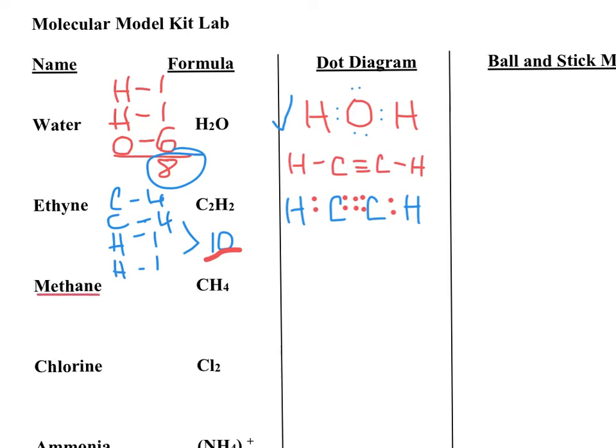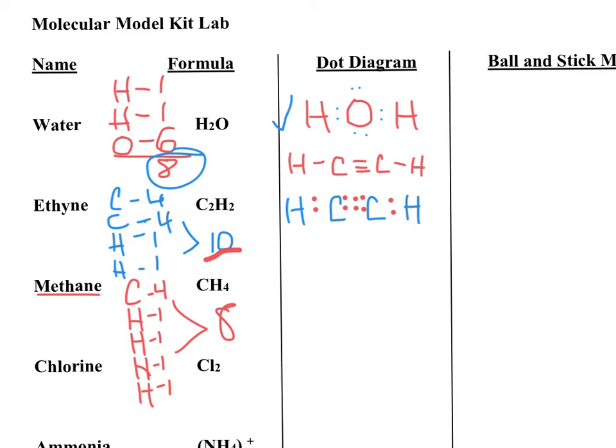What's our next one? Methane. CH4. So we've got 4 hydrogens, right? Carbon is group 14, so it has 4 valence electrons. Each hydrogen has 1 valence electron because it's from group 1. Total of 8 valence electrons. Since we have 8 electrons, let's start putting this together.